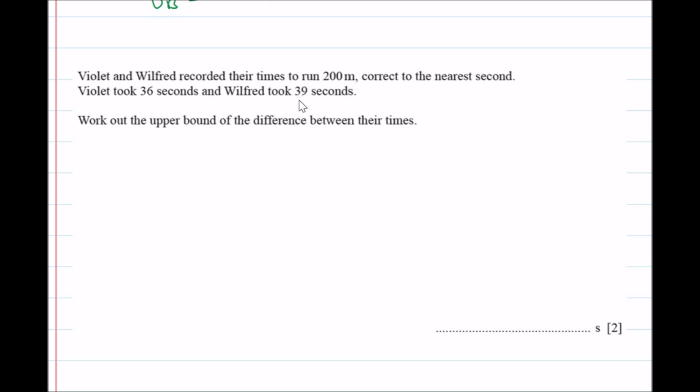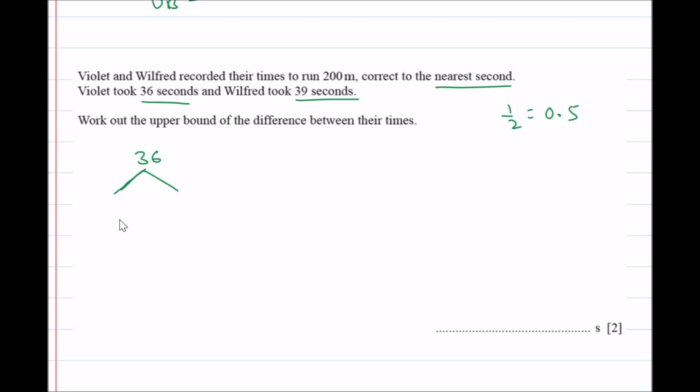Now next example. Violet and Wilfred recorded their times to run 200 meters, correct to the nearest second. Violet took 36 seconds and Wilfred took 39 seconds. Here it says nearest second, so nearest second means 1 divided by 2, that is 0.5. Right? So let us find the lower bound and upper bound for both.